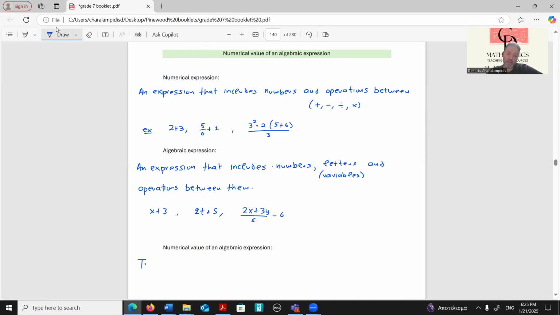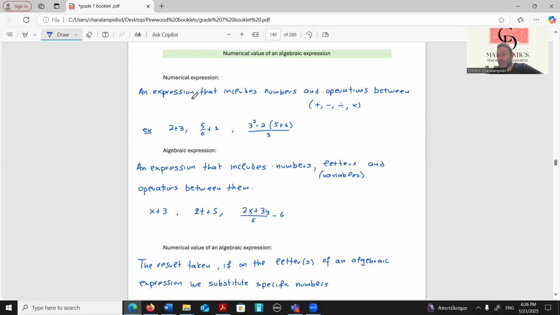Now, what is a numerical value of an algebraic expression? It is the result taken if on the letter or letters of an algebraic expression we substitute specific numbers. So it's basically a substitution.